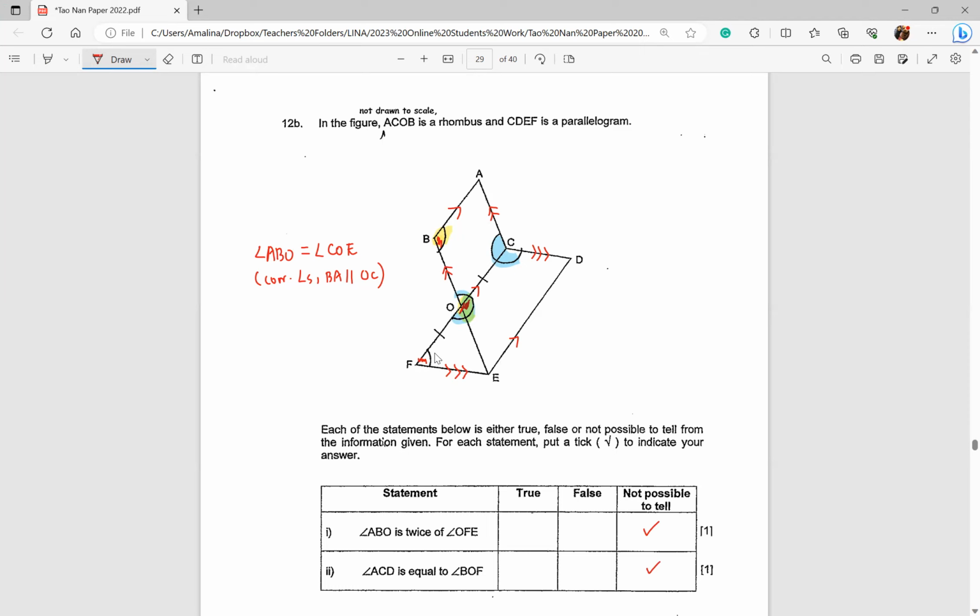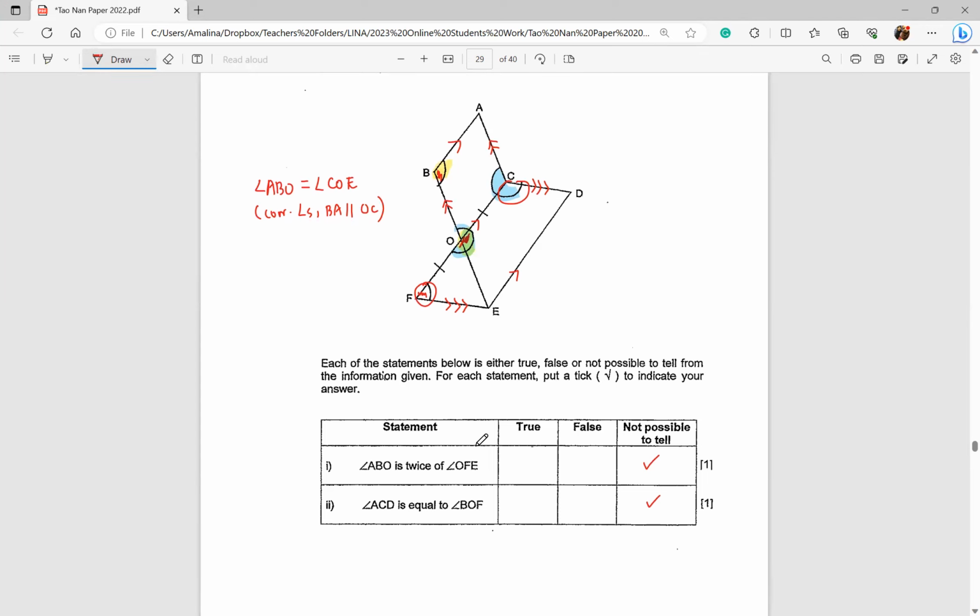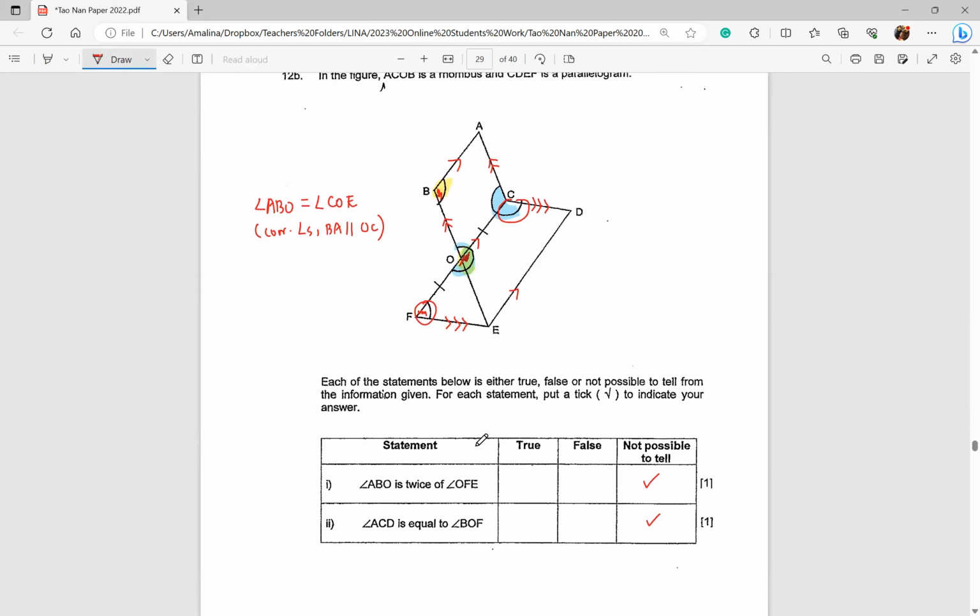Okay, now if you observe this parallelogram, you will realize that your angle OFE, this angle here, and your angle OCD, this angle here, is also not fixed. Since they are not fixed, they can change to any value as long as your CD remains parallel to your FE. So that's why for your question 12B, both statements are not possible to tell. Okay?